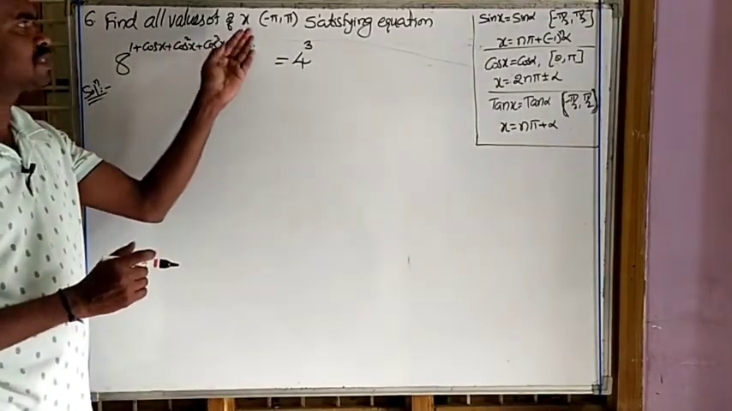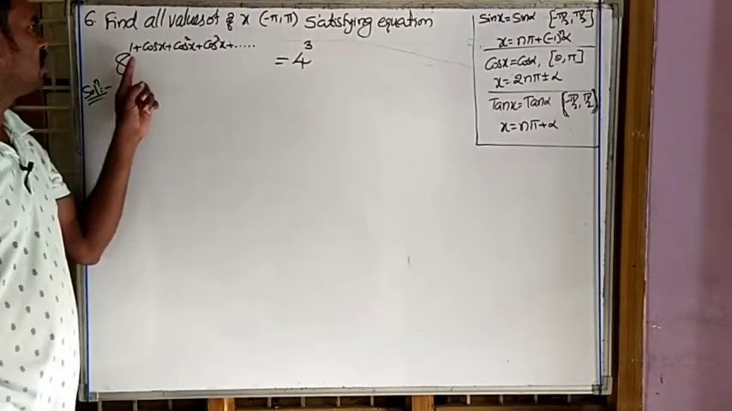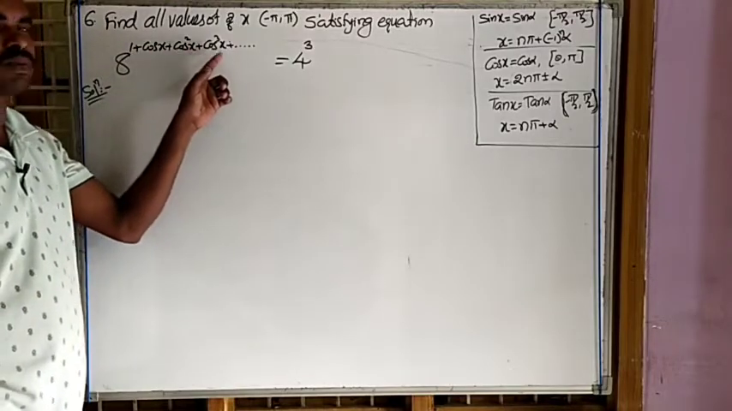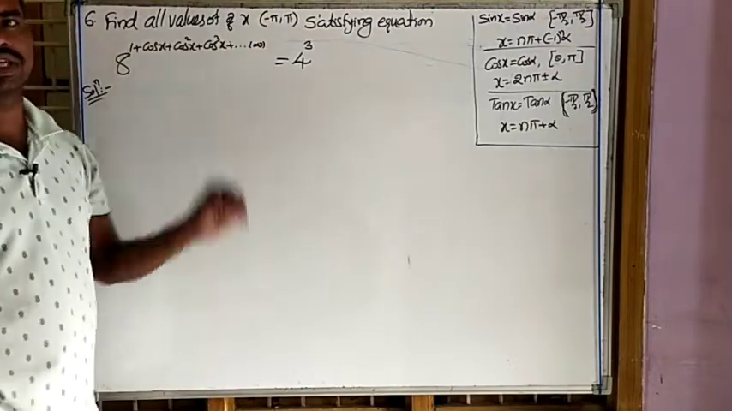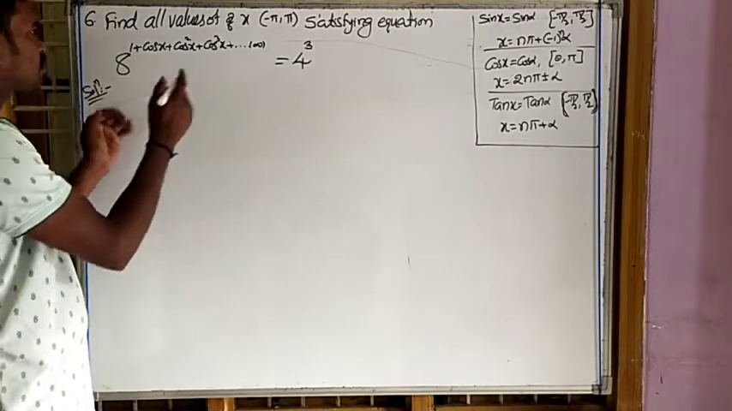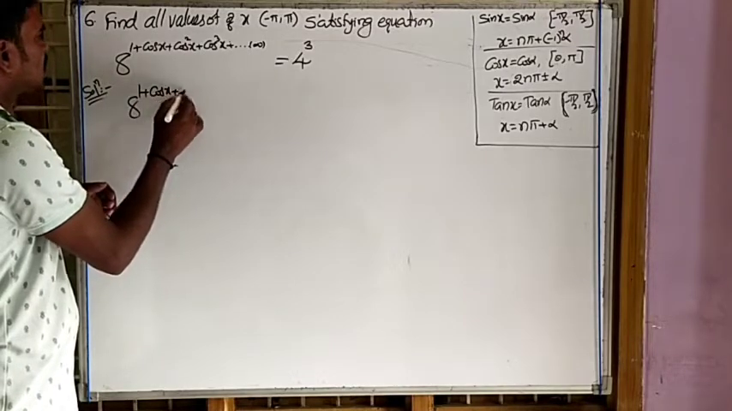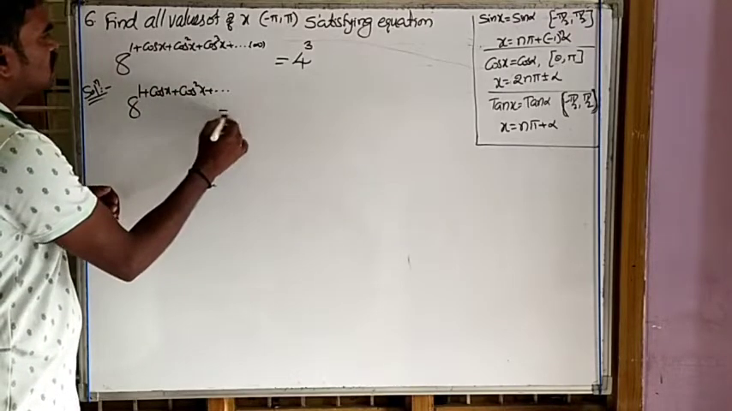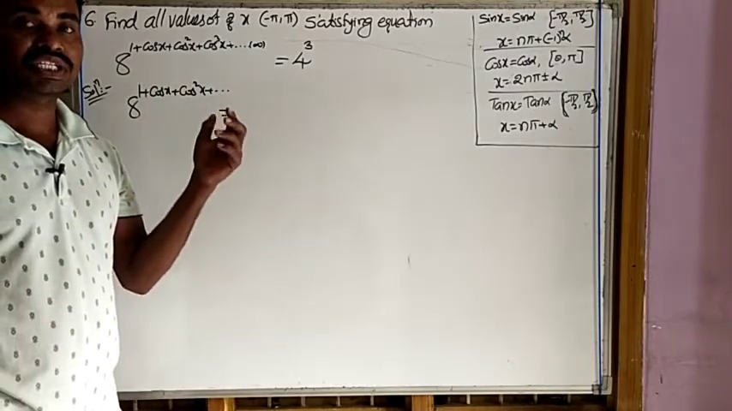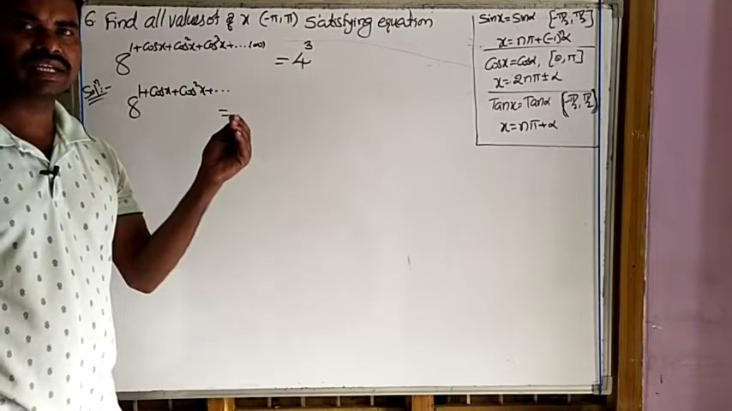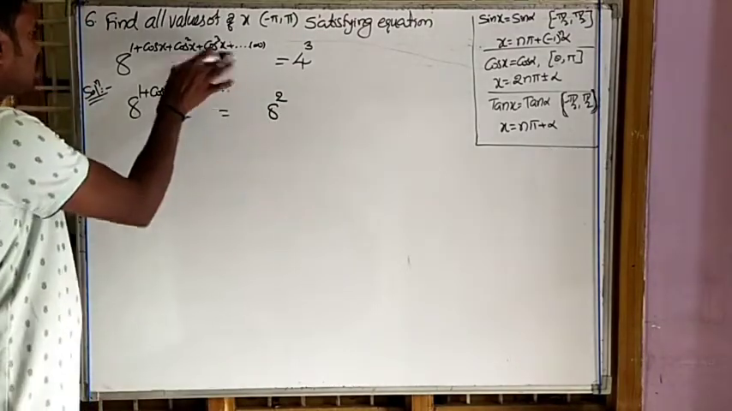Find all values of x in the open interval minus pi to pi satisfying the equation 8 power 1 plus cos x plus cos square x plus cos cube x plus so on up to infinity terms is equal to 4 power 3. So first, in the LHS, 8 power 1 plus cos x plus cos square x plus so on is equal to 4 cube, which means 4 into 4 into 4, 64. 64 can be written as 8 power 2. Okay, first you should write this one.